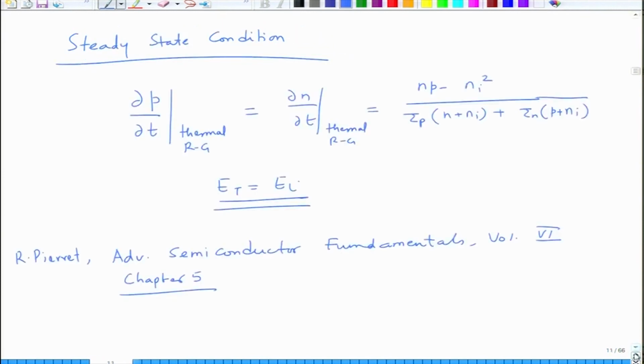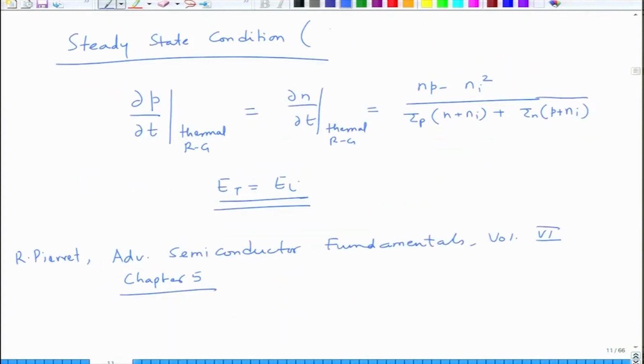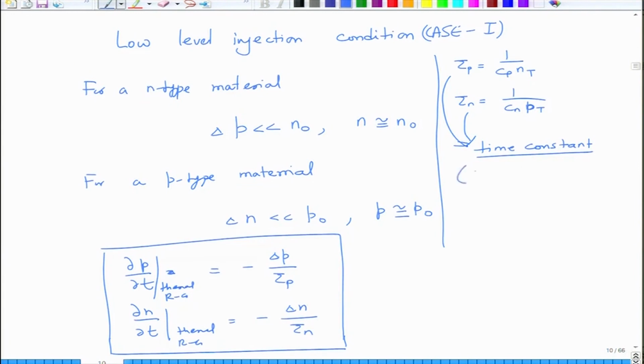So you can say this low level injection condition is case 1, and the steady state condition is case 2, which is when Et is equal to Ei, and what it also means is that basically Rn is equal to Rp in this case. Tau n and tau p are essentially time constants. You can say these are hole or electron lifetimes, the time for which an electron or hole is alive, and these can be determined experimentally. These are the carrier lifetimes, as we call them.